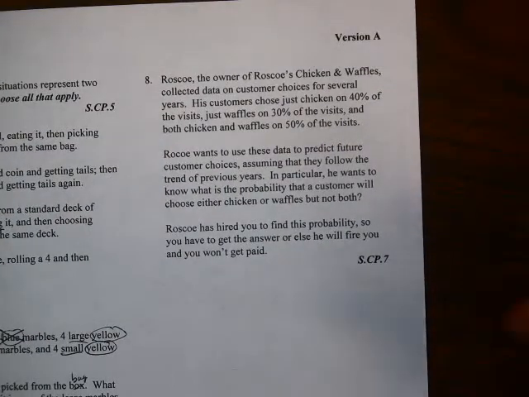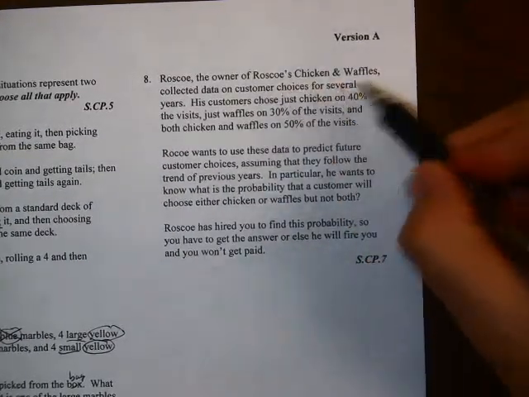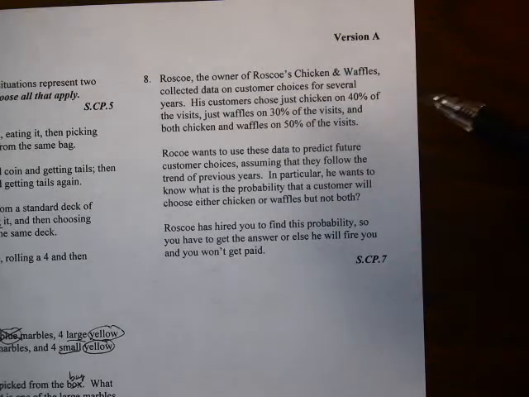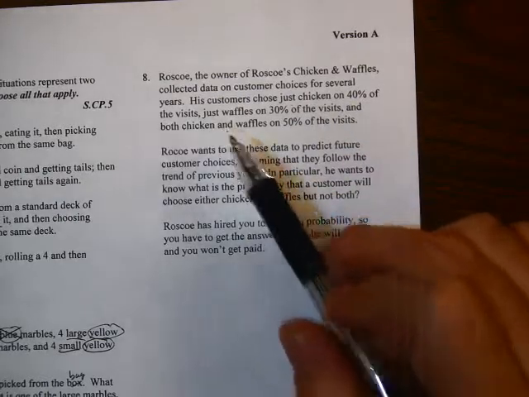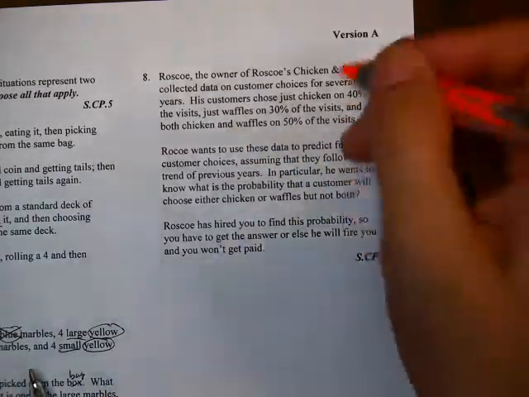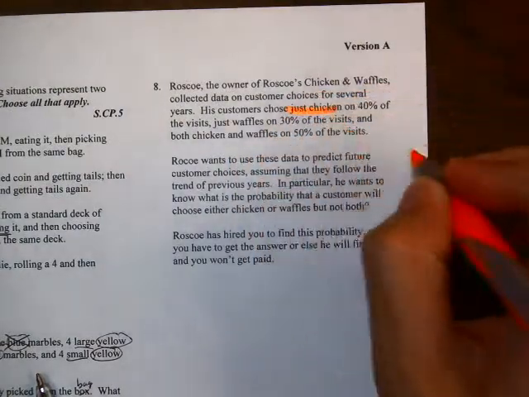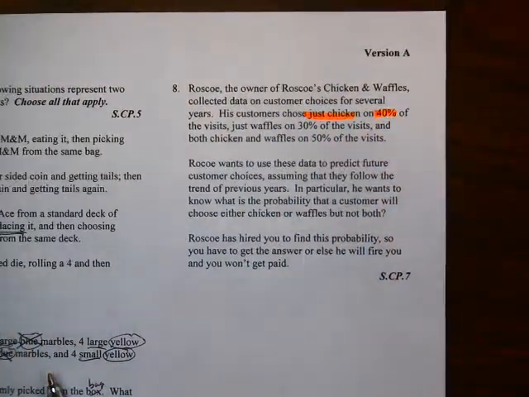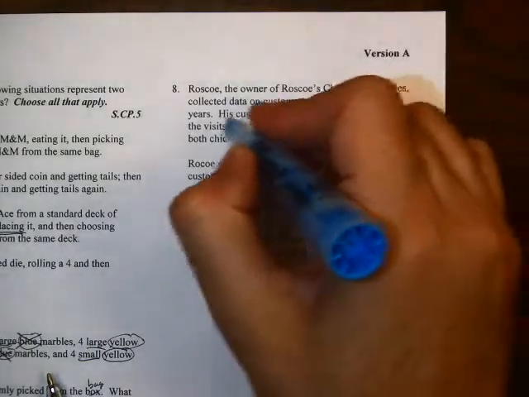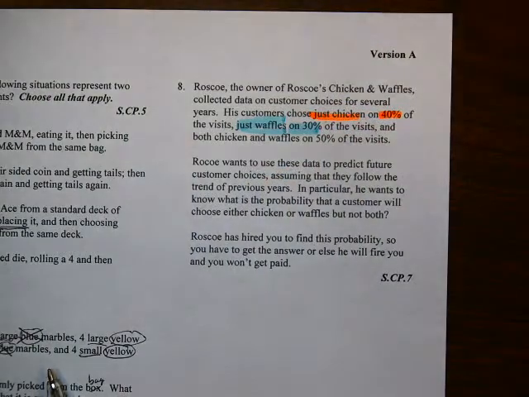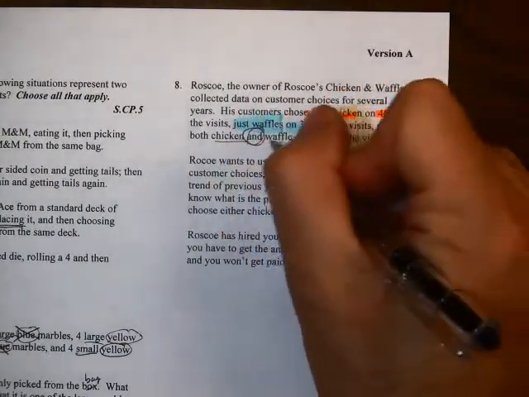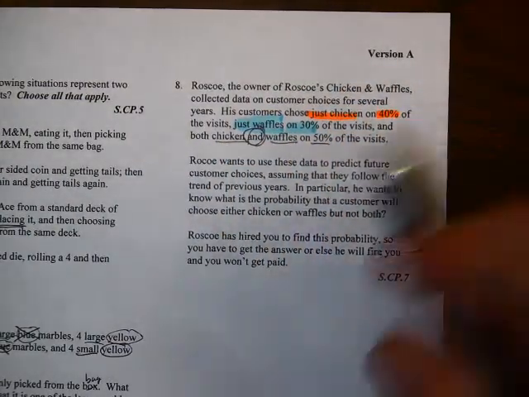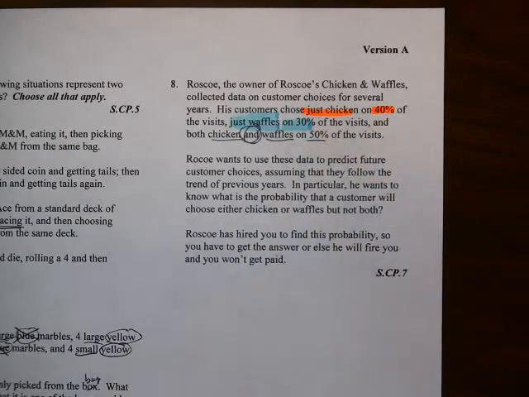And number 8, Roscoe, the owner of Roscoe's Chicken and Waffles, collected data on customer choices for several years. His customers chose just chicken on 40% of his visits, just waffles. Let me go ahead and highlight first. Just chicken, 40%. Just waffles, 30%. And then both chicken and waffles, there's a big keyword, and, both chicken and waffles, 50% of the visits. So they're giving us three different probabilities.